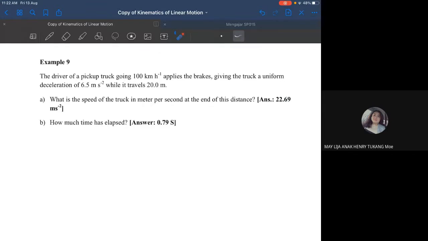Okay, so example 9. Kita buat, sorry mesti baca WhatsApp lah. So kita buat example 9, okay.